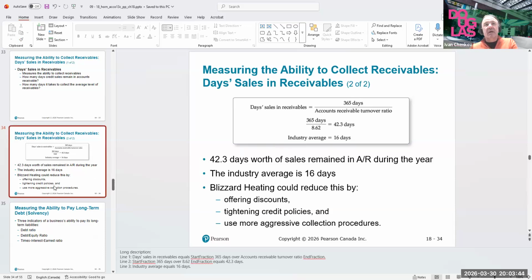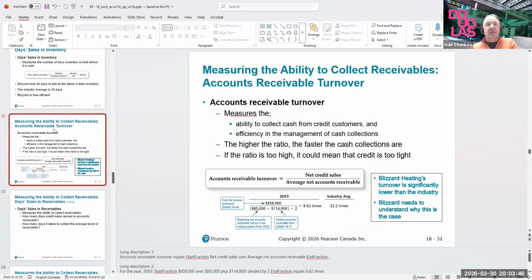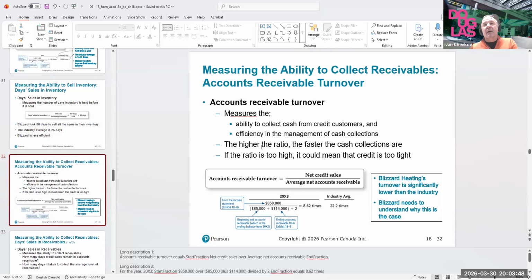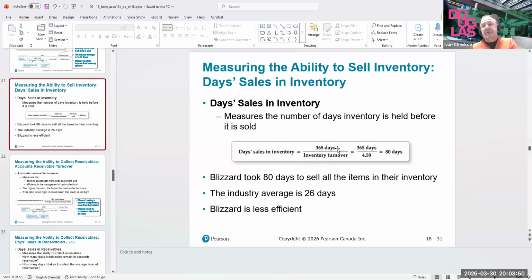Now let's go with this company compared to the industry. First, the inventory turnover is 80 days. The industry average is 26 days. Where is the company compared to the industry? In a good position or a bad position?